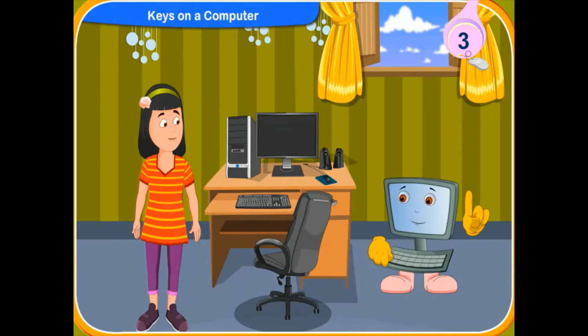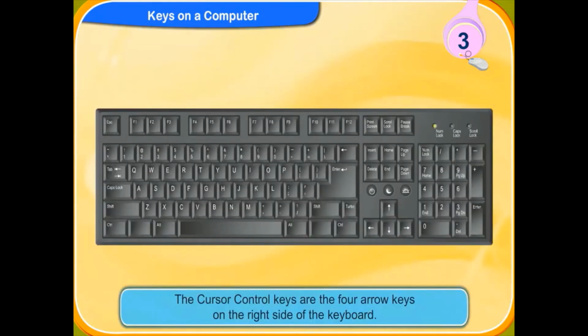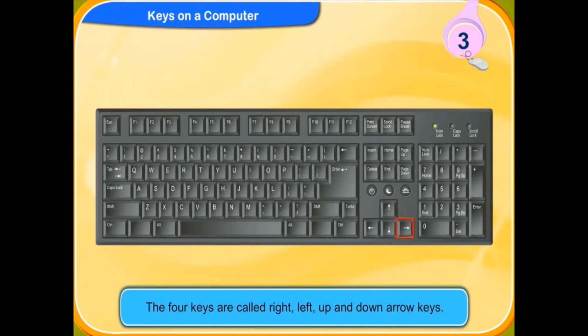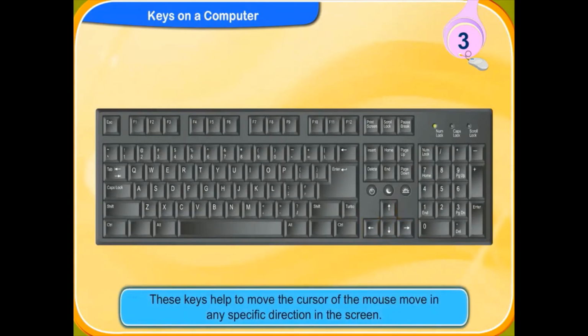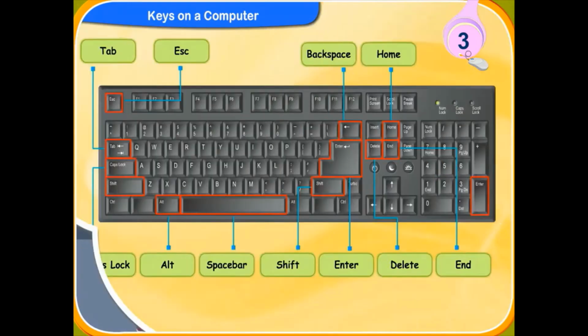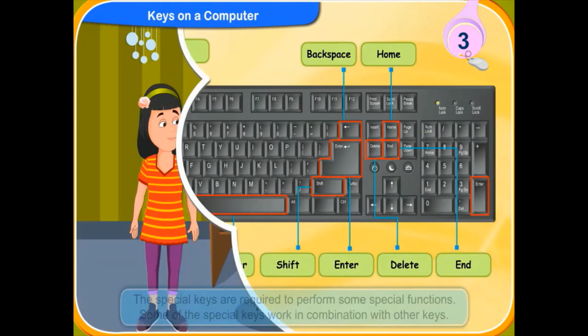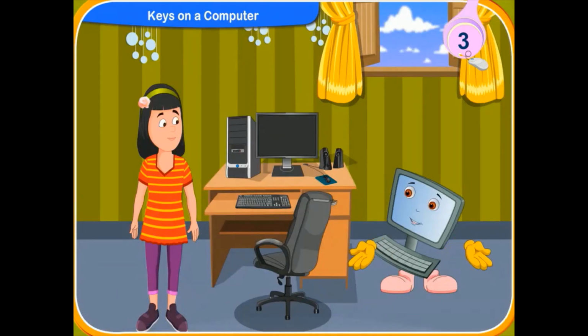Which are the cursor control keys? The cursor control keys are the 4 arrow keys on the right. The 4 keys are called right, left, up, down arrow keys. These keys help to move the cursor in any specific direction on the screen. The special keys are required to perform some special functions. Some of the special keys work in combination with other keys. Let me tell you more about the function of the special keys.